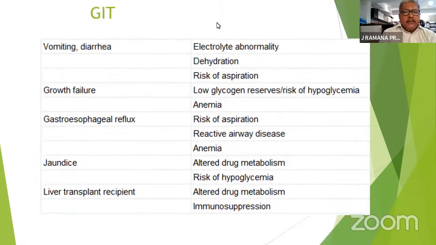Gastrointestinal system: if the patient is having vomiting and diarrhea, you should always order electrolytes and look for electrolyte abnormality. If there is a history of growth failure, there is a risk of hypoglycemia and low glycogen reserves. History of gastroesophageal reflux, there is a risk of aspiration. History of jaundice, altered metabolism in the liver, and a prolonged action of the anesthetic drugs. If there is a history of liver transplant, patient may be having immunosuppression.